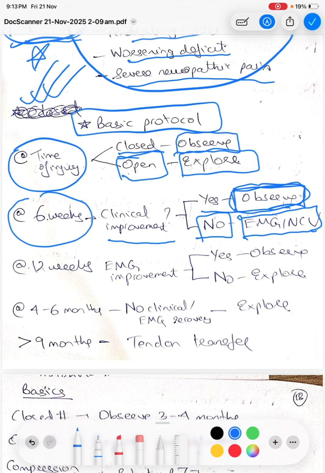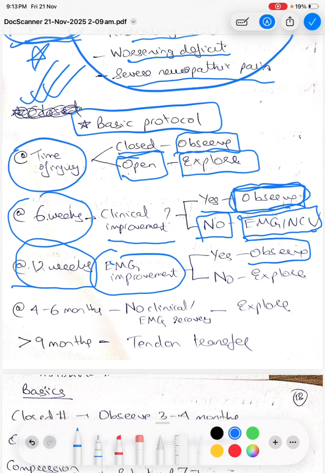Okay, now at 12 weeks, if EMG shows improvement as compared to the 6th week EMG and sequential EMGs, you continue observation. But if there is no improvement at 12 weeks, you definitely go for exploration. Okay. Now what else?